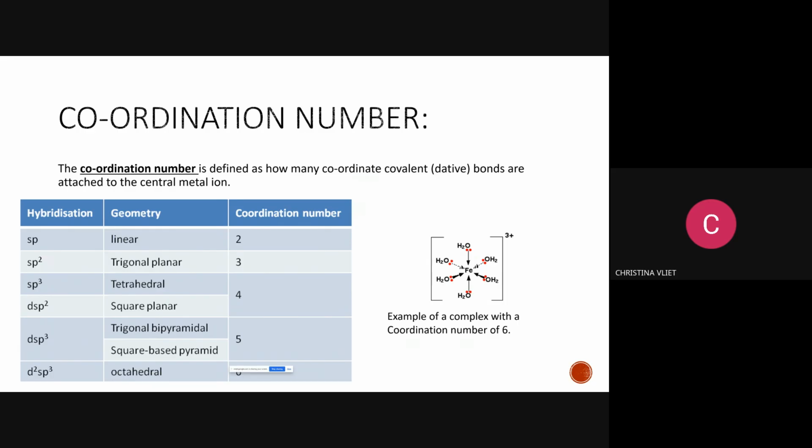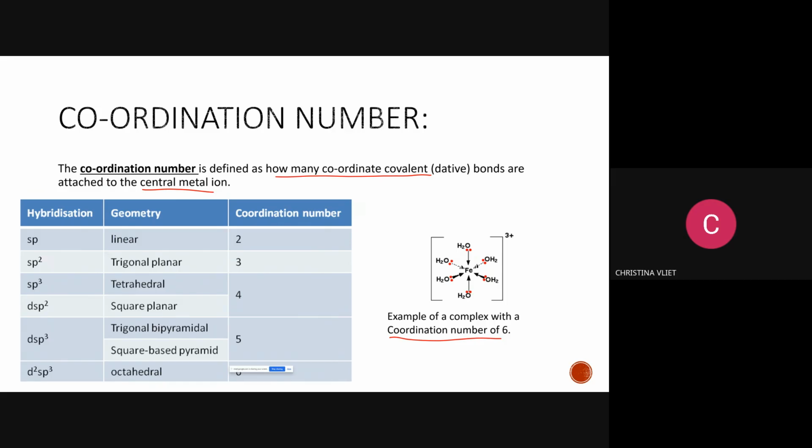All right, so the next definition is the coordination number. The coordination number is just how many coordinate covalent bonds are attached to the central metal ion. So this is something that you simply need to count. For example, here, how many dative bonds do you see from the waters to the iron? How many arrows? You see 6, right? So that means the coordination number is 6. The coordination number is simply how many dative bonds are going to the central metal ion.